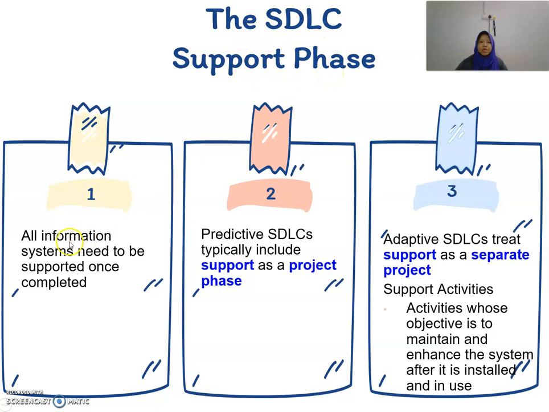Now we are going to look into the SDLC support phase. All information systems need to be supported once they are completed. The predictive SDLC typically includes support as a project phase. The adaptive SDLC treats support as a separate project. Support activities are activities whose objective is to maintain and enhance the system after it is installed and in use by the user or customer.